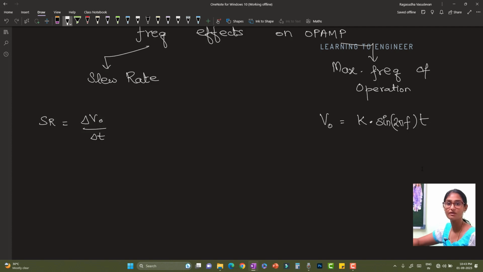Now we will see about the maximum frequency of operation. Let us consider V naught to be in the sinusoid form. What is the maximum change that is possible through this signal? We have to differentiate and find out.